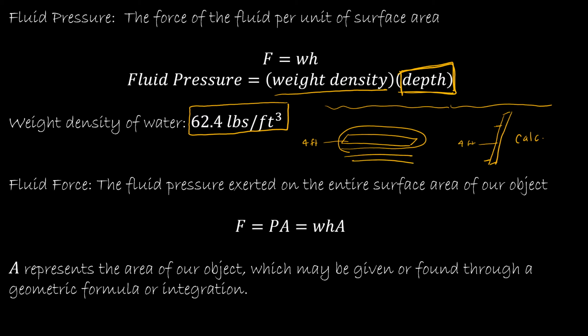So we're going to do one of these types of examples first, and then we'll take a look at a calculus example. Now, the fluid force is simply the fluid pressure that is exerted on the entire surface. So if you'll notice, fluid pressure is the force per unit of surface area, and so we're just going to take the fluid pressure and multiply it by the entire surface area to find fluid force. So again, A is going to represent the area, which might be given, or it might be found through geometric formula or integration.